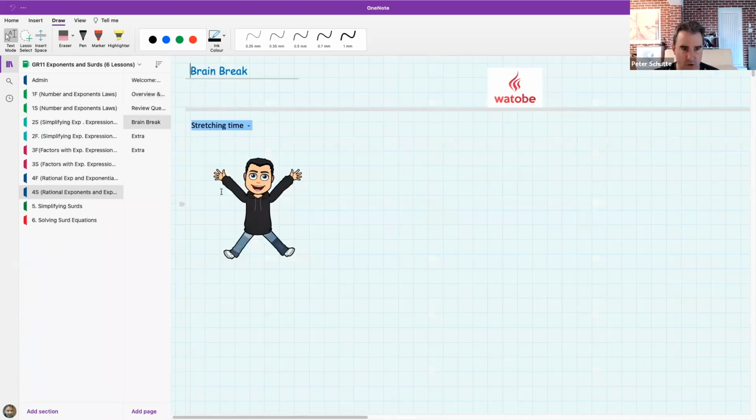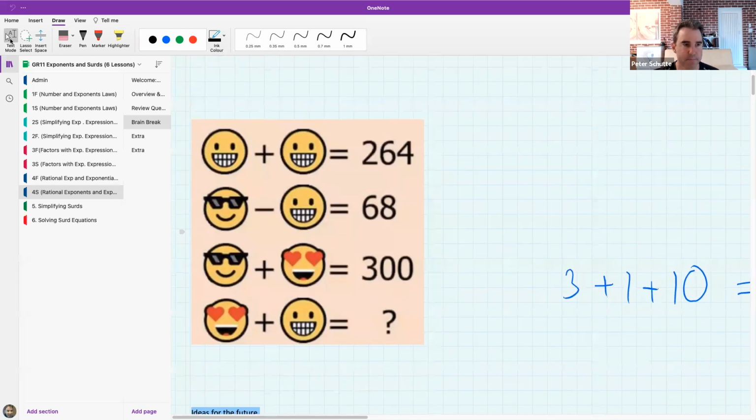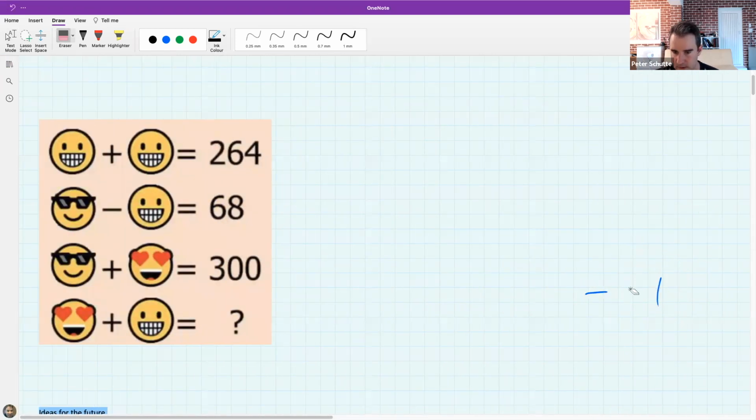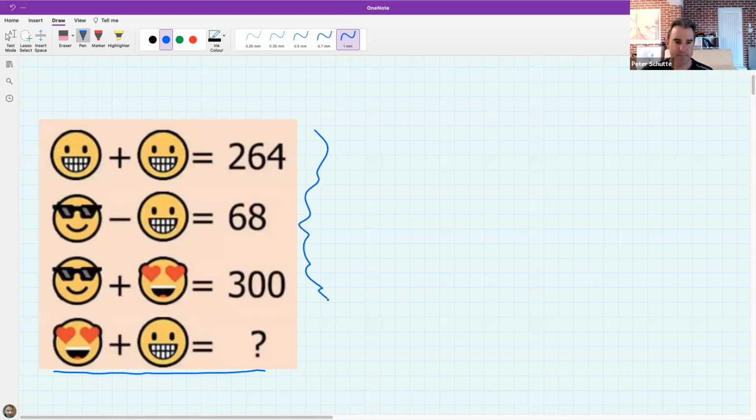And let's do this. So this is your puzzle question for the day. I want to know, what is someone who's in love plus someone who is happy? So basically this bit at the bottom, what is that equal to if you know all this stuff over here? Let's see what you can do.